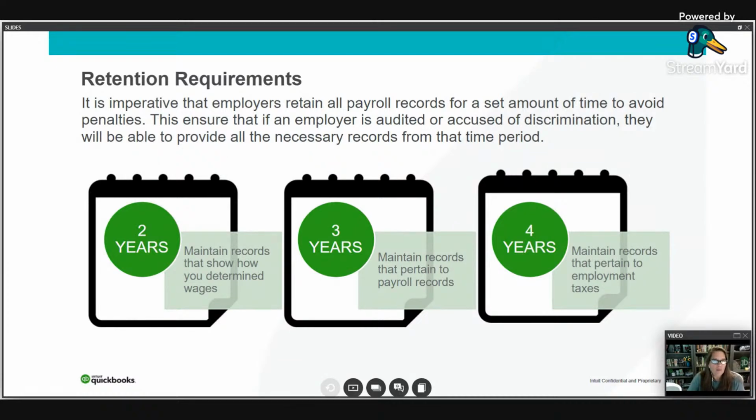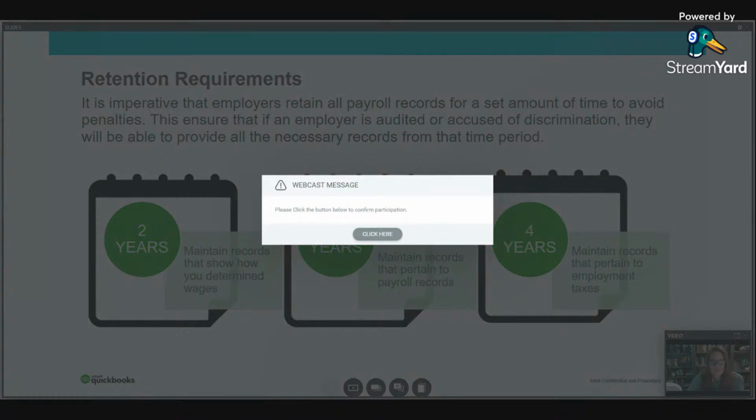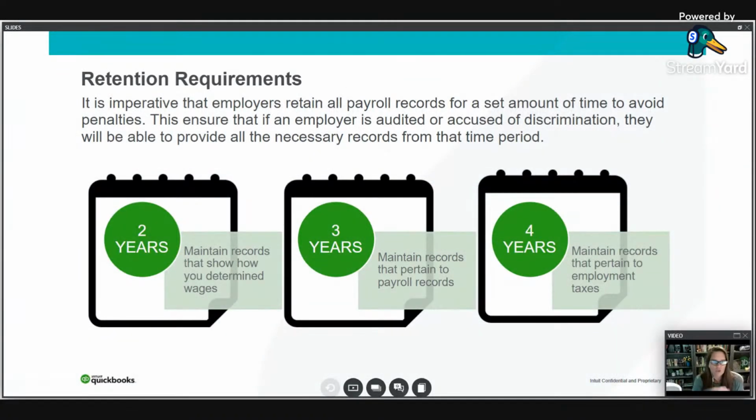The retention requirements: employers have to retain all payroll records for a specific set amount of time to avoid any penalties. For 2 years, you maintain records that show how you determined the wages. So timesheets, wage rate tables, work and time schedules. For 3 years, you have to maintain records that pertain to payroll, like payroll reports, payroll calculations, employee files, things like that.